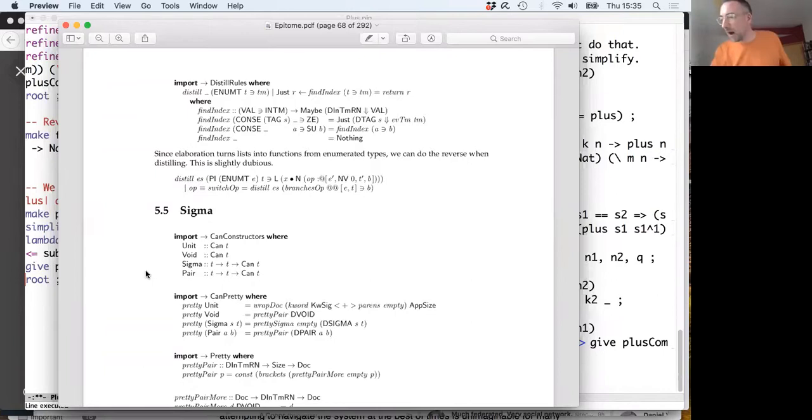Okay, I kind of ought to go back to the board now, having talked about weird Haskell for a bit. And I'll stop sharing the screen and talk about what's in the type theory.